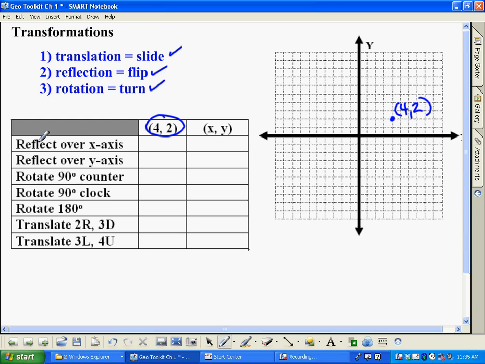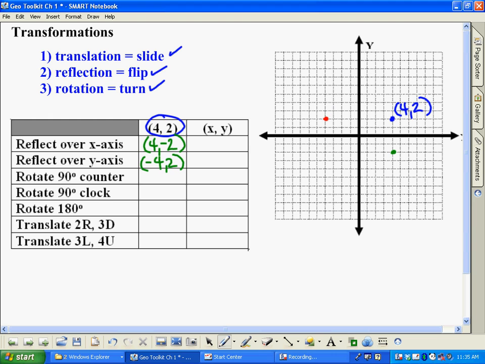So the first thing we're going to do is reflect it over the x-axis. The x-axis is right here, and if we reflect it over, it winds up right in this spot. The coordinates of this would be 4, -2. So I'm going to go ahead and write that there. If we reflect it over the y-axis, here's the y-axis right here, reflect it over, it'll be 4 to the left, 2 up, so that would be the point -4, 2.